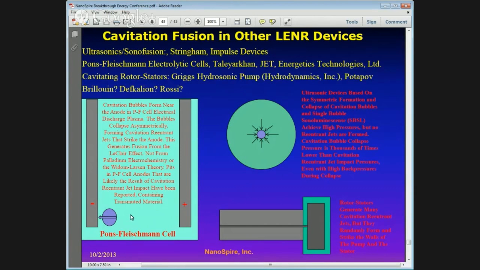They just didn't understand they were generating cavitation on the face of the electrodes. They could see a plasma forming right on the electrode underwater. Well, that generates cavitation.